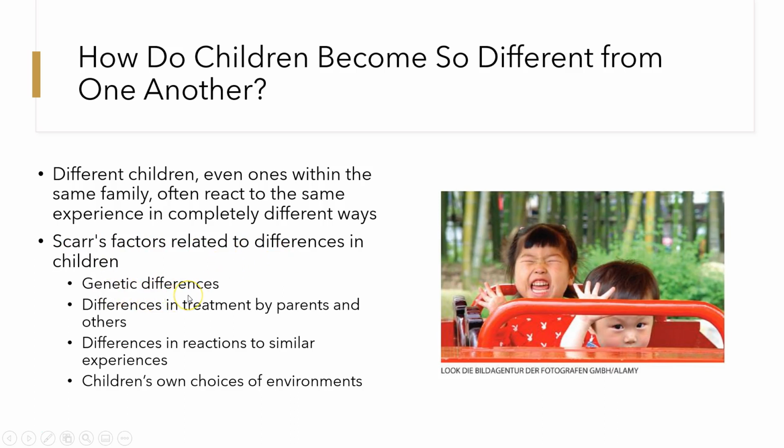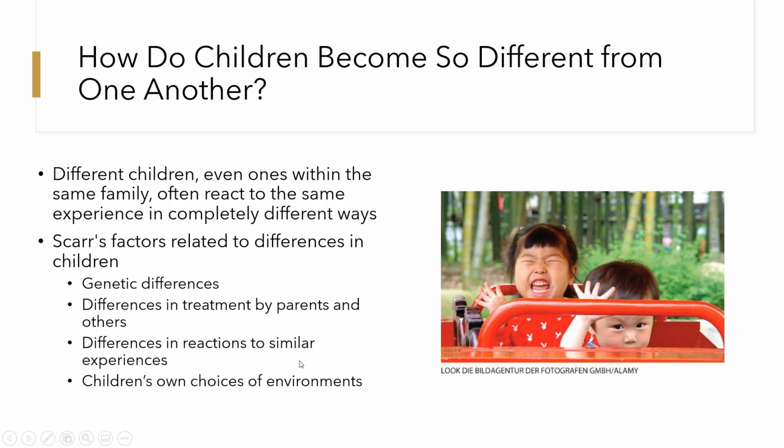So that's the nature part, born with genes that are different. Differences in treatment by parents and others. Parents may think they're treating their children the same, but very often treat them differently, maybe based on who's the older child and who's the younger child. If there's a boy versus a girl, if one child is more shy temperamentally, and one child is more outgoing. And so those ways that parents and others interact with children can lead to further changes in their development.